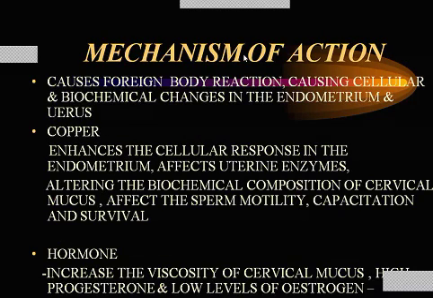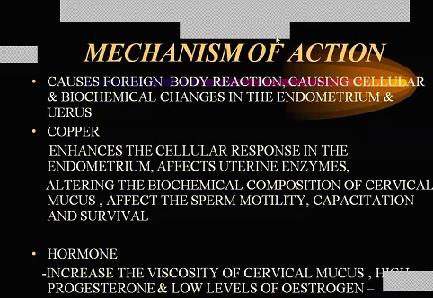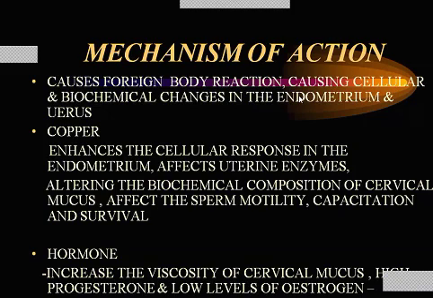So what is the mechanism of action of IUDs? It causes a foreign body reaction, causing cellular and biochemical changes within the endometrium and also the uterus. Whereas copper, what is the action of copper in the uterus? It brings about biochemical changes in the uterine cavity, enhances the cellular response in the endometrium, and also affects the uterine enzymes. By altering the biochemical composition of cervical mucus, it also affects sperm motility, capacitation, and survival.